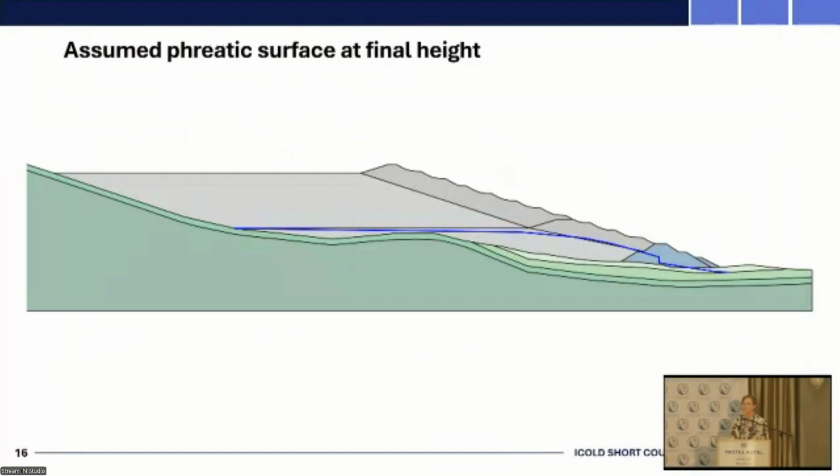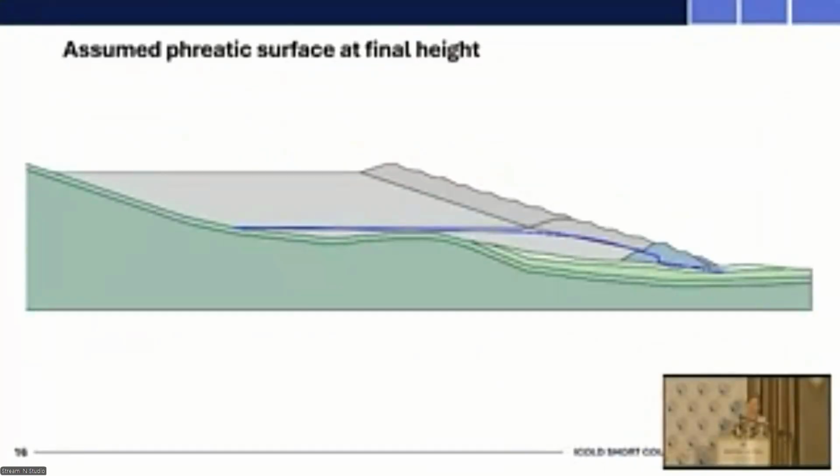You can see it falls more or less on the interface between the underflow and overflow. And so it wouldn't be a completely unrealistic assumption to extrapolate that back at the interface of the underflow and overflow for the facility at its final design height. So this basically assumes that everything underneath the phreatic surface is saturated, and because it is contractive, it is therefore potentially liquefiable.